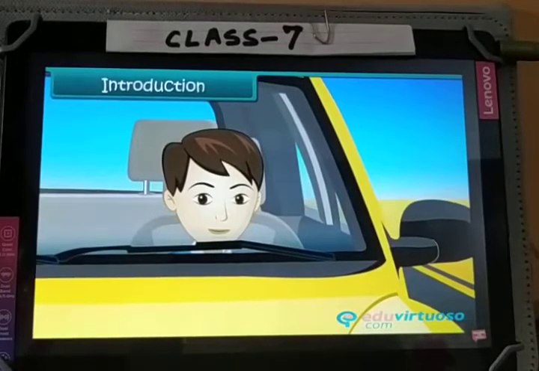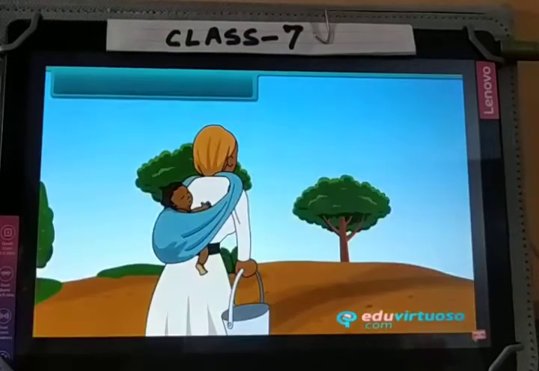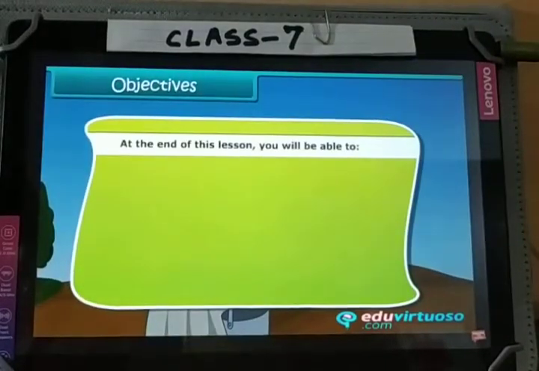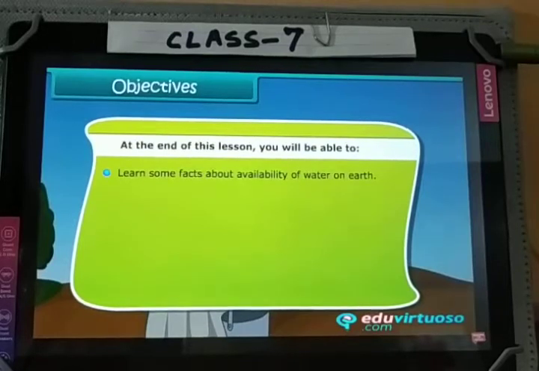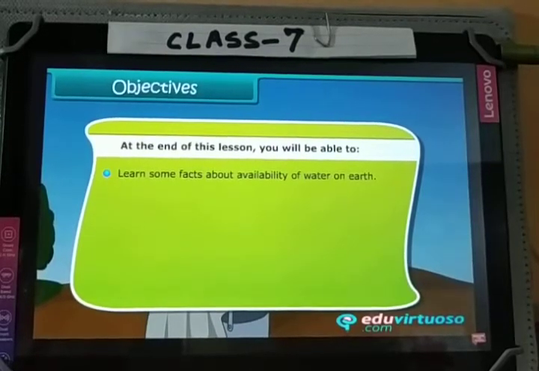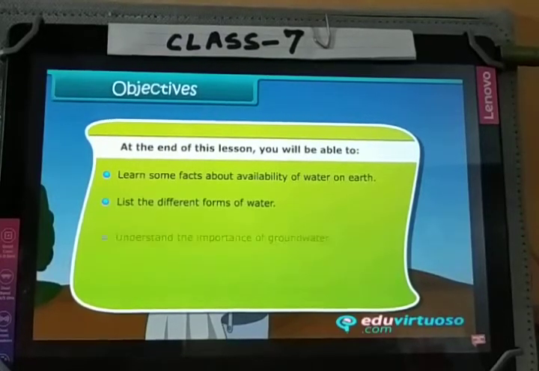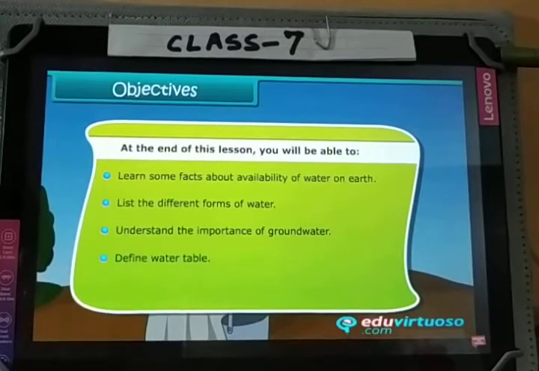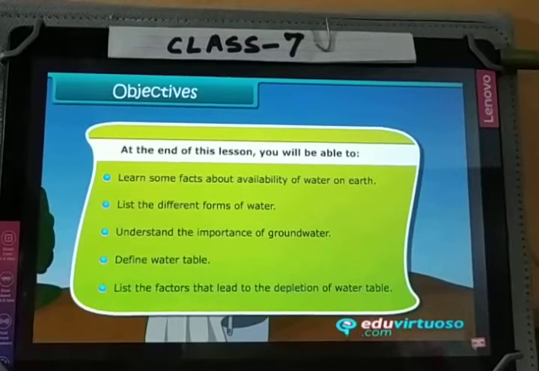In this lesson, we will discuss the precious resource, water, in detail. Objectives. At the end of this lesson, you will be able to learn some facts about availability of water on earth, list the different forms of water, understand the importance of groundwater, define water table, list the factors that lead to the depletion of water table.